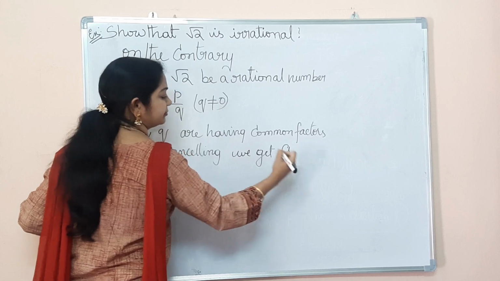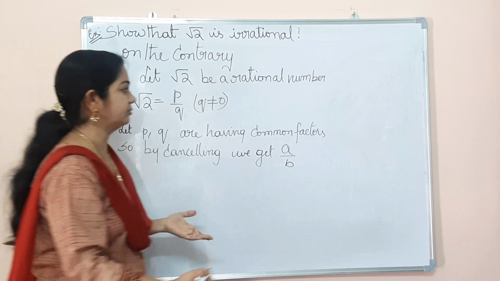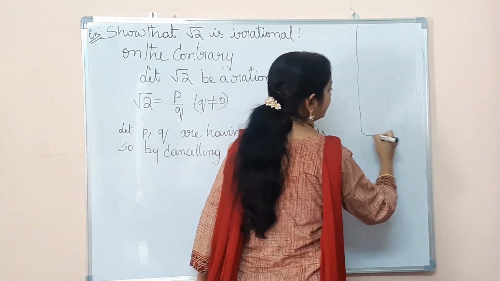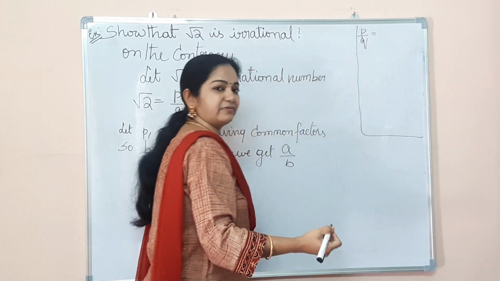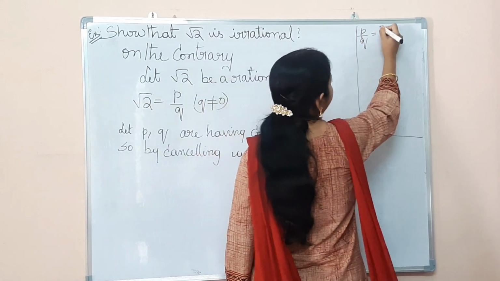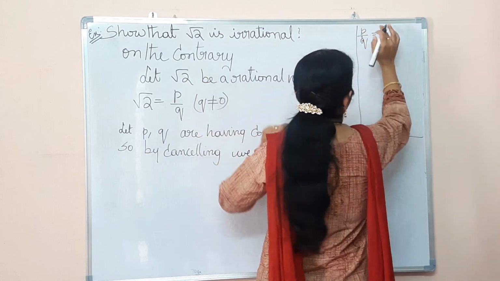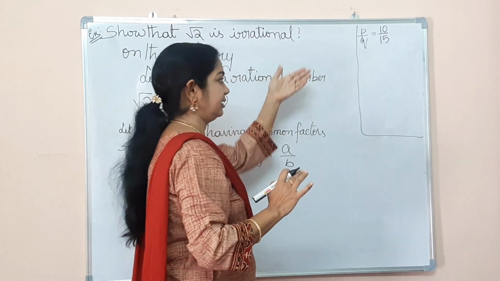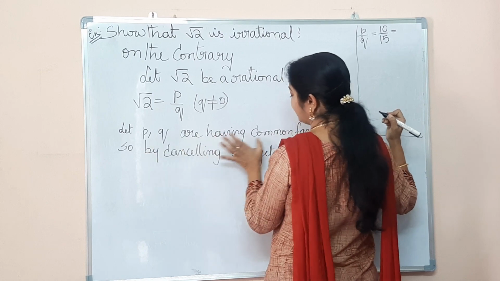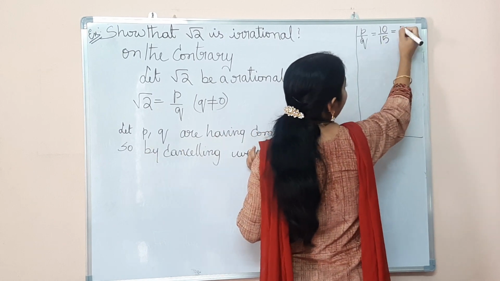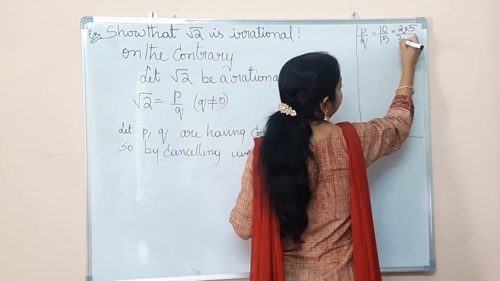A upon B. Okay, I'll tell you this statement with an example. Take my P by Q as 15 by 25 or like 10 by 15. This is my rational number in the form of P by Q. P is 10, Q is 15. So what I told, we are having common factors. Let me write down the factors of this: 2 fives, 3 fives.